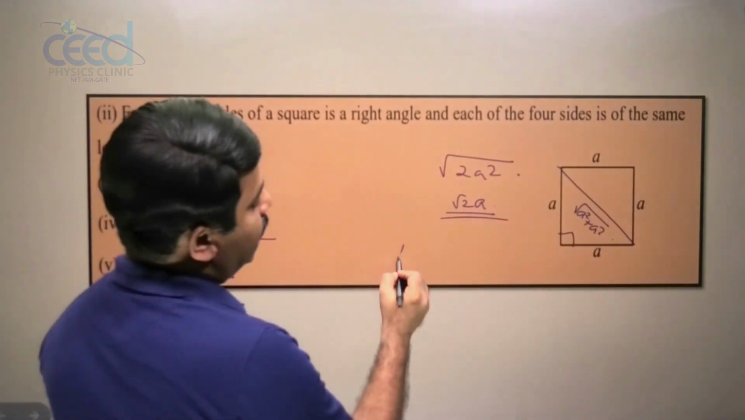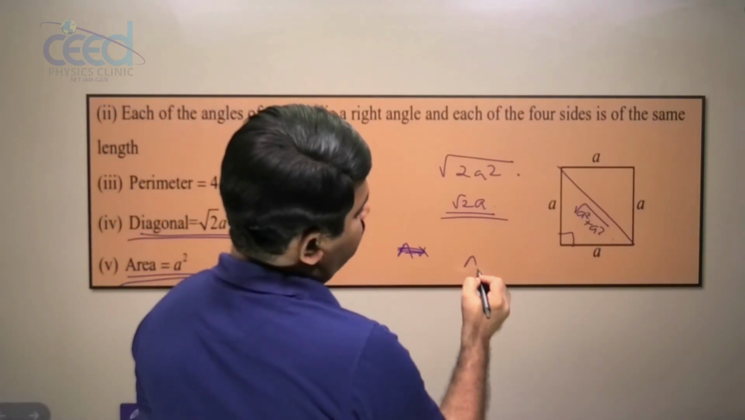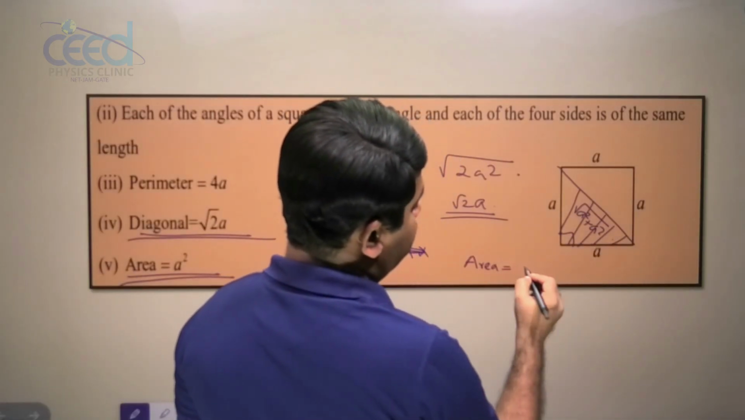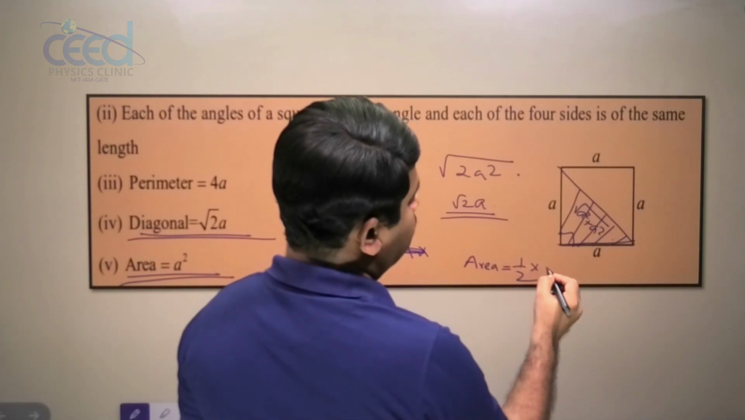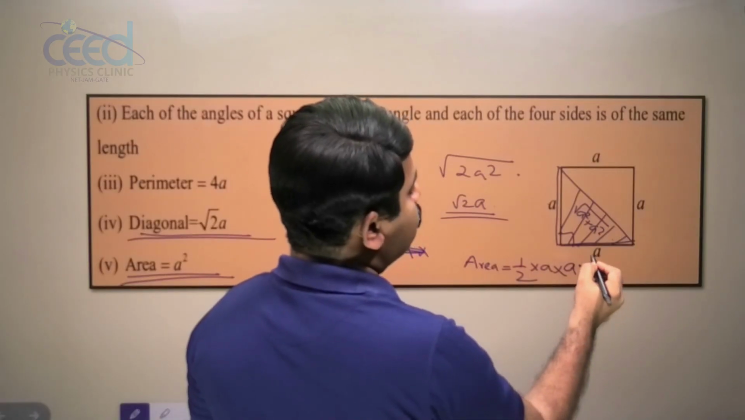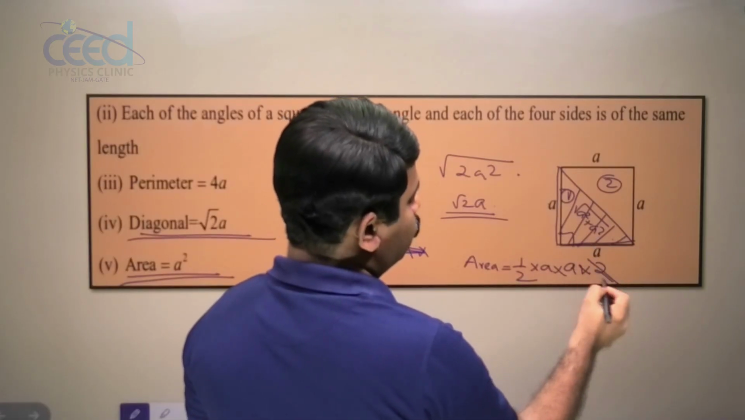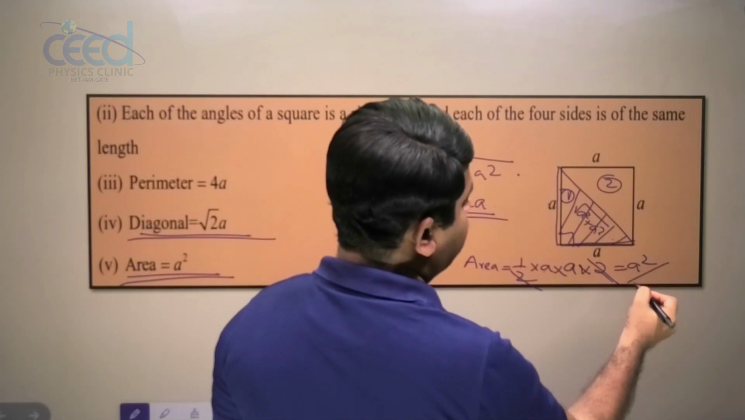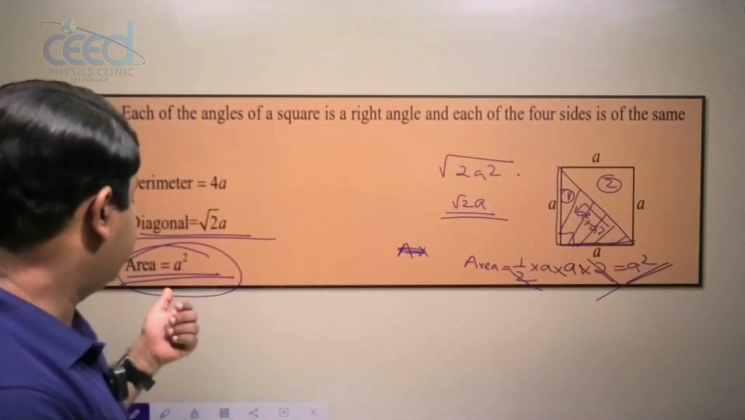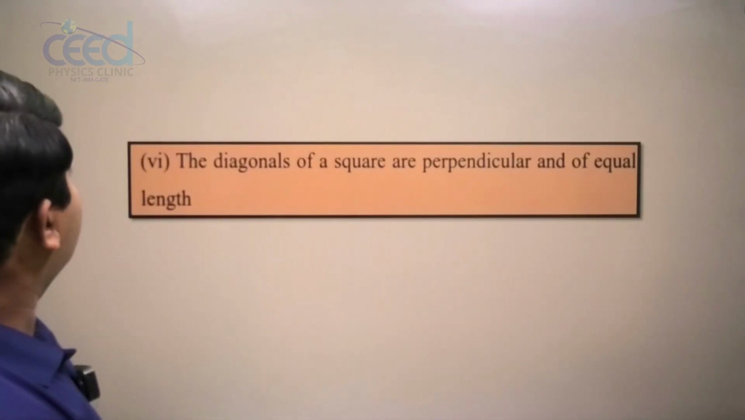Now, area. Area is equal to this triangle area: half into base A into height, that also A, right? Now, we have two triangles, so we can multiply with 2 to cancel the half, then A into A is A square, right? Then the square area is A square, alright? Alright. So, that is the square.